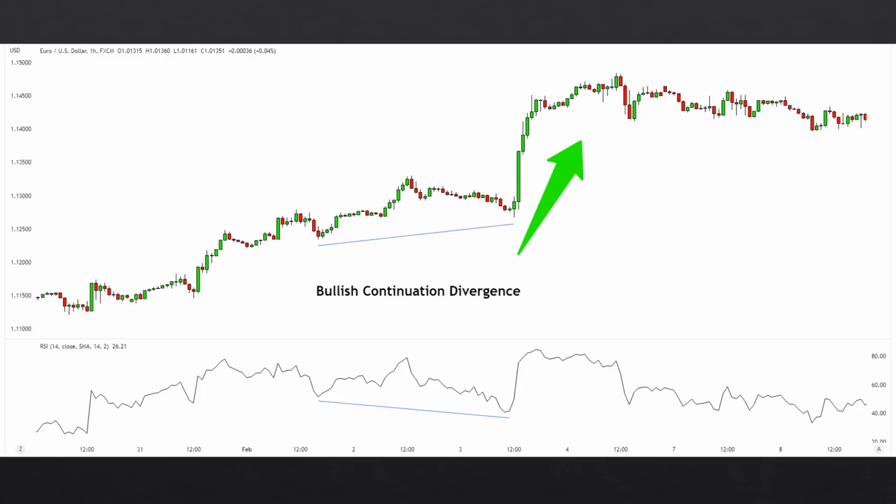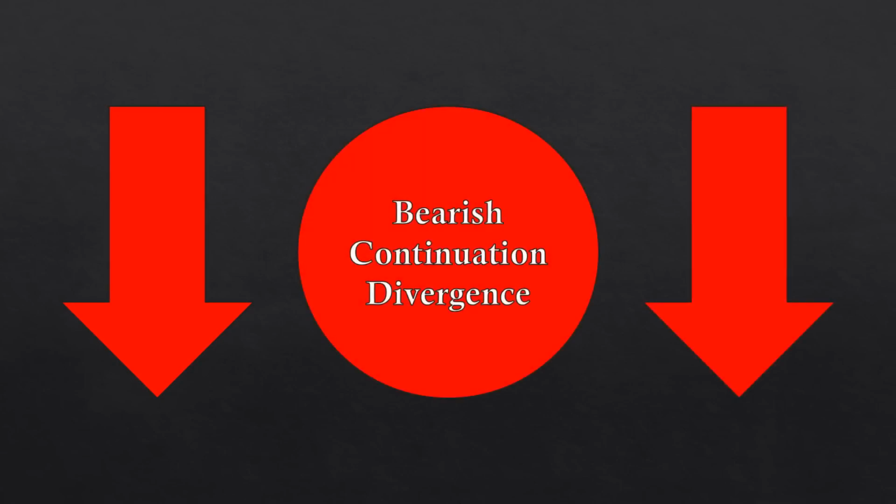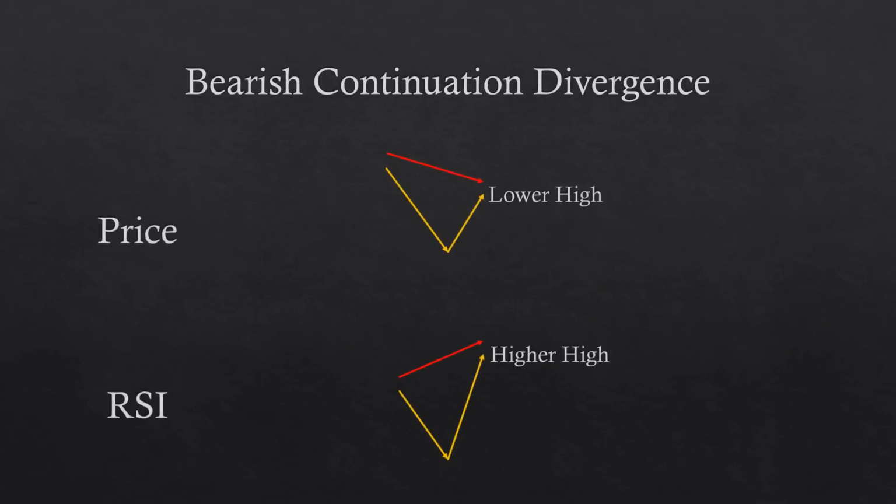In the bearish continuation divergence, price will be going down, meaning it will be creating lower highs and lower lows, and then a continuation signal will indicate that this movement will continue. In the bearish continuation, we look at the highs and ignore the lows. When price creates a lower high while the RSI is creating a higher high, we have a bearish continuation divergence signal.